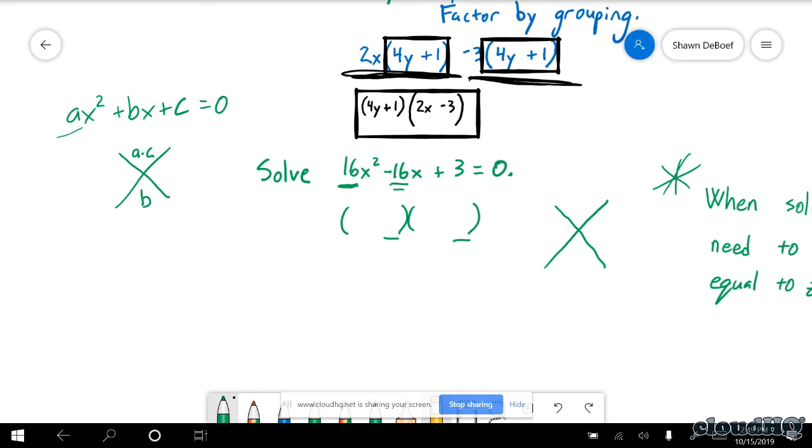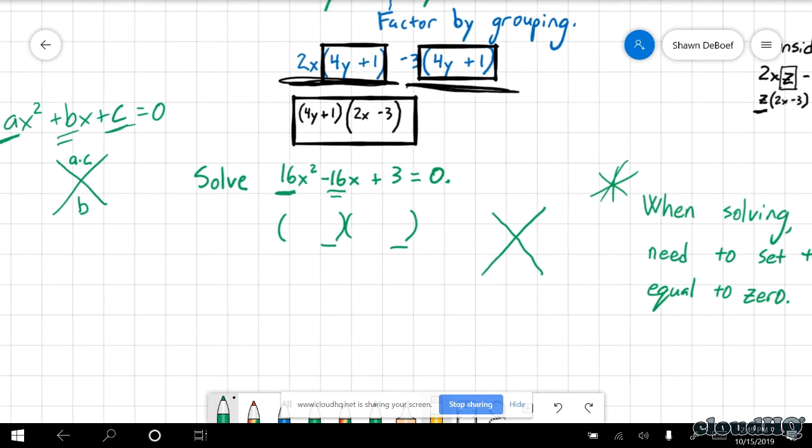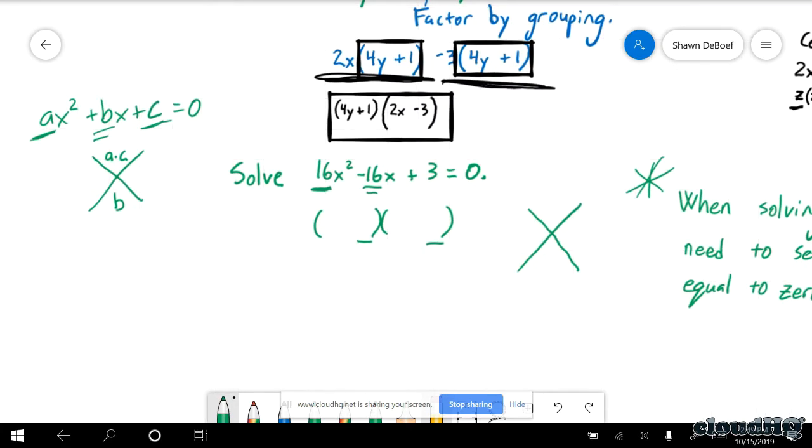So whatever your a is, the coefficient of your x squared, and whatever your c is, you multiply them together, put that in the top, and then whatever b was went in the bottom. So if I do that to this problem, my a is 16, and my c is 3. So I would have to take 16 times 3. Well, that's 48. So that's what goes in the top. And then b, whatever b is, well, b is a negative 16. That's what goes in the bottom.